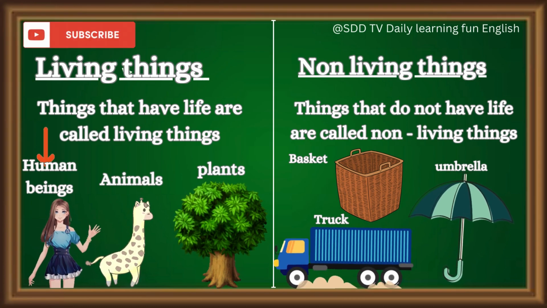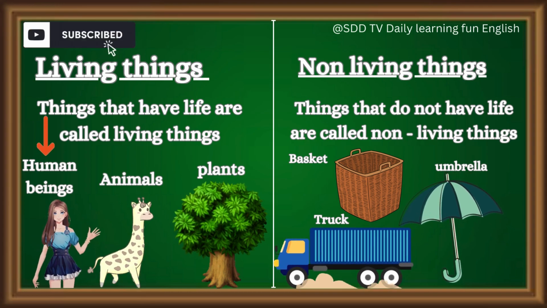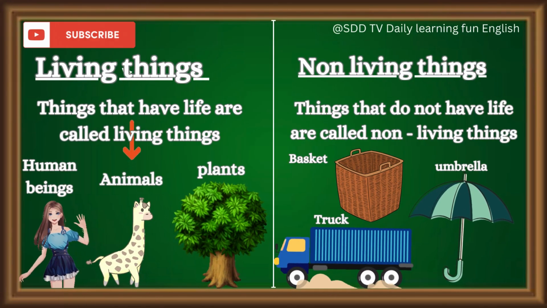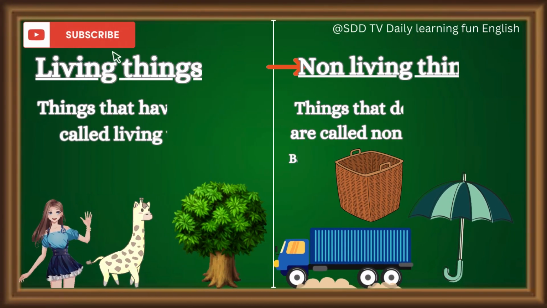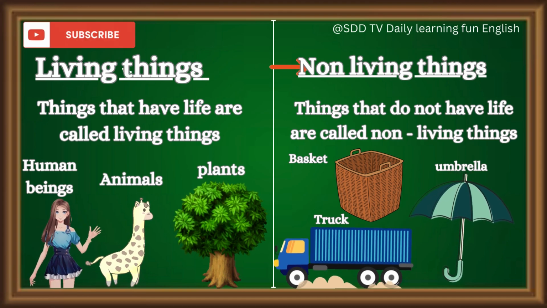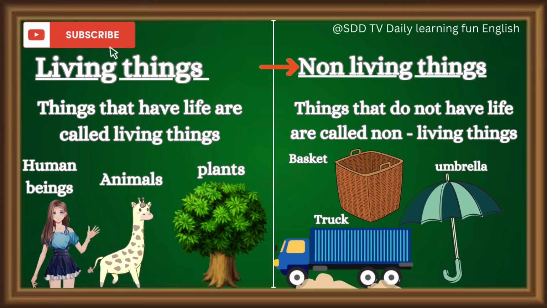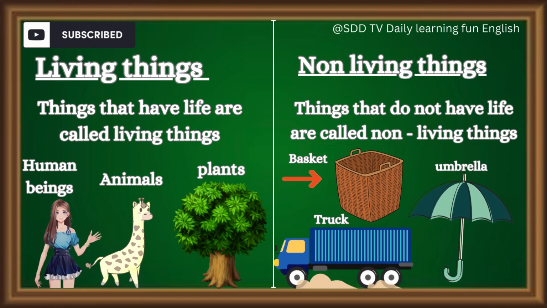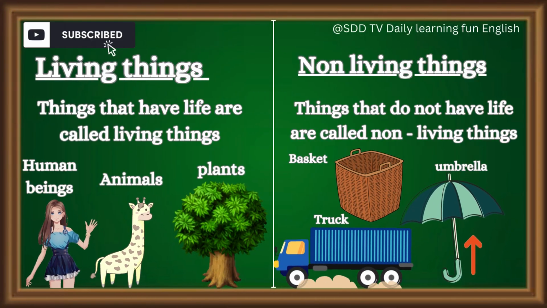Things that have life are called living things. Examples: human beings, animals, plants are living things. Okay, we can see non-living things now. Non-living things that do not have life are called non-living things. For example, we can see basket, truck, and umbrella.